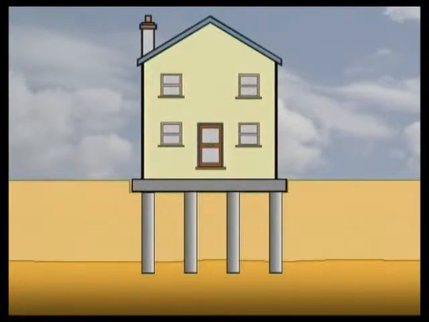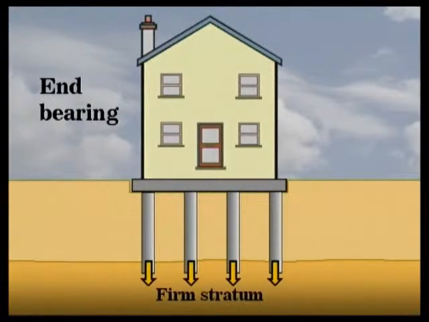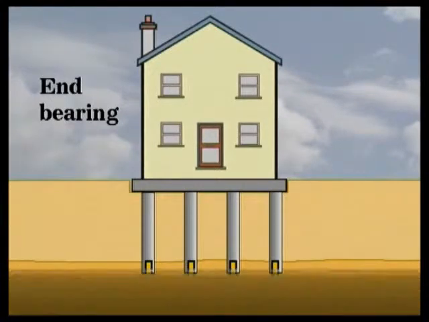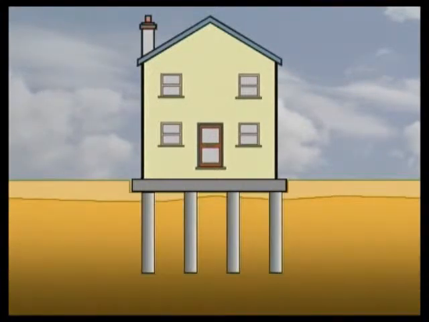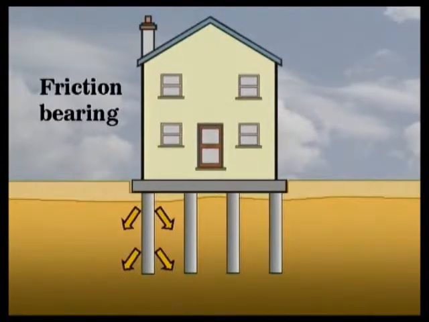In granular soil, such as sand and gravel, end-bearing piles can be used. They're usually driven or forced into the ground and are sometimes referred to as displacement piles. They can be formed in a number of ways. In clay soils, piles rely partly on end-bearing, but mostly on friction between the pile sides and the soil. They can be formed using replacement piles, where the ground is first removed by boring or augering.